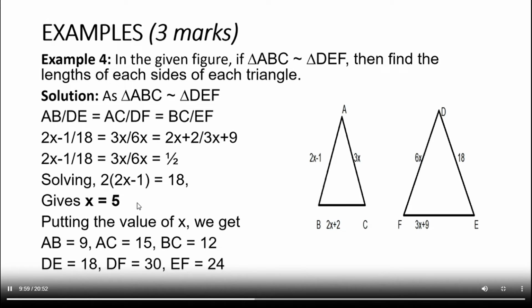2x minus 1 upon 18 is equal to 3x by 6x is equal to 2x plus 2 upon 3x plus 9. Solving the first two, we get x is equal to 5. Now putting the value of x as 5, we get AB 9, AC 15, BC 12, DE is equal to 18 given, DF is 30 and EF is 24. Only one thing should be taken care of, that while you write the ratios, the correspondence between the sides should be maintained.